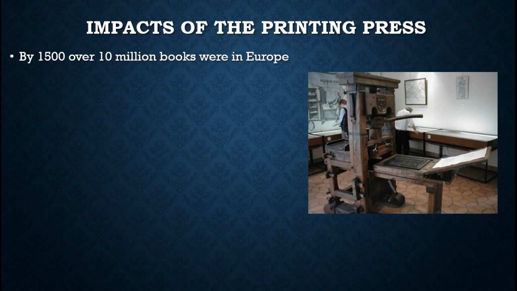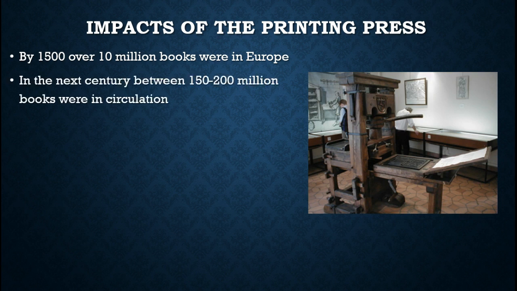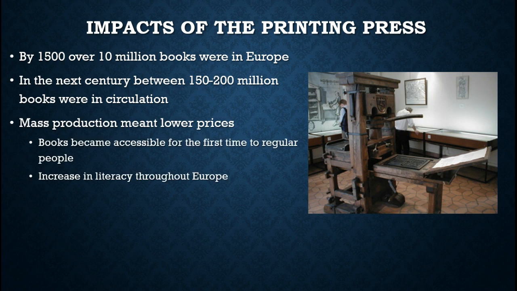The impacts of the printing press cannot be overstated. By the 1600s, there were upwards of 200 million books in circulation. Mass production of books meant lower prices, and for the first time, books began to become affordable for ordinary people, which in turn resulted in rising literacy rates.